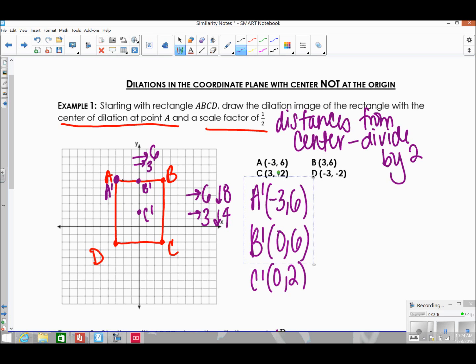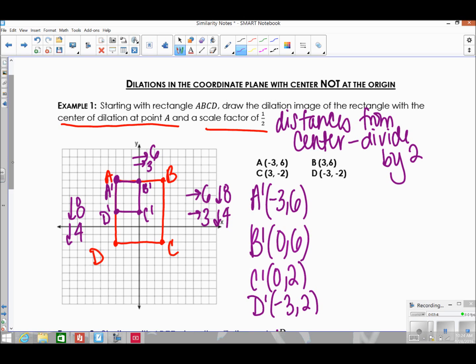And then the last one, D, I had to go down 8. So that means I'm just going to go down 4. So 1, 2, 3, 4, D prime ends up here. Connect those points, and we get our new dilated figure, which is half as big as the original. So D prime is the last coordinate I want to state, which is going to be -3, 2.